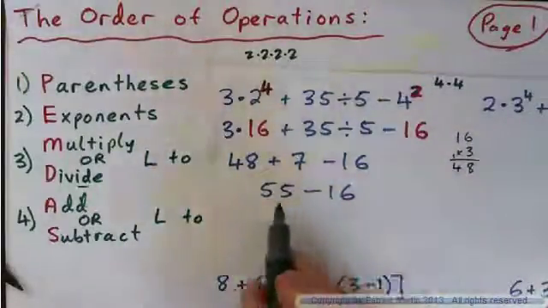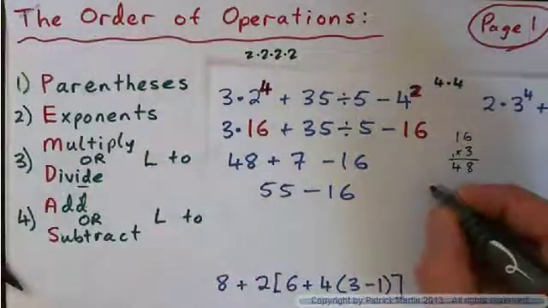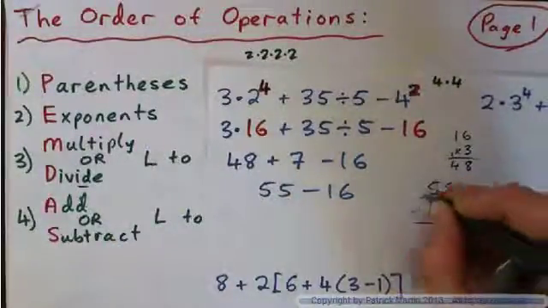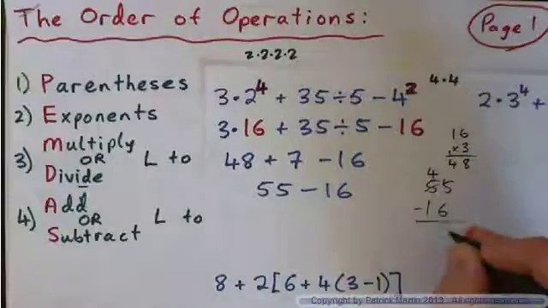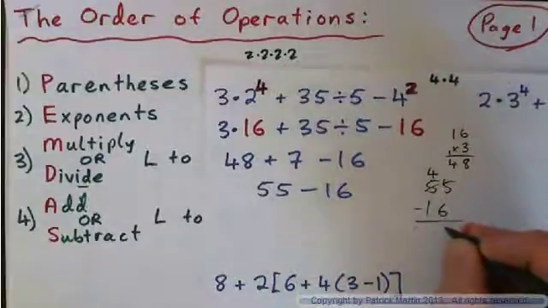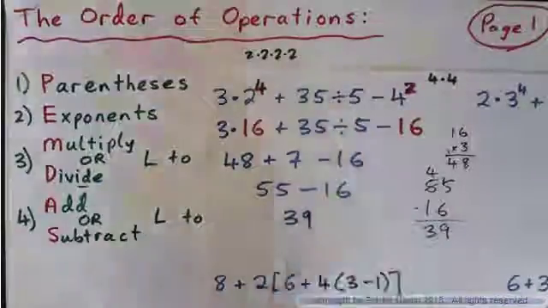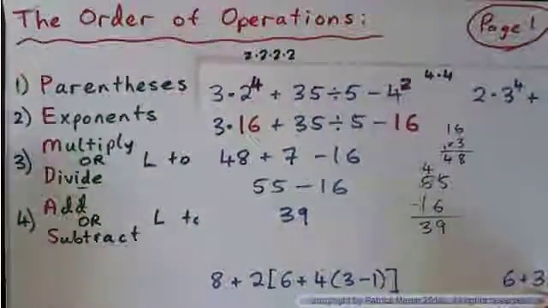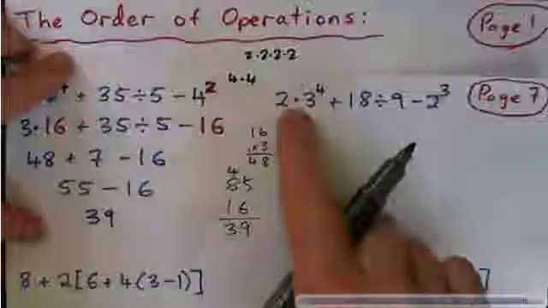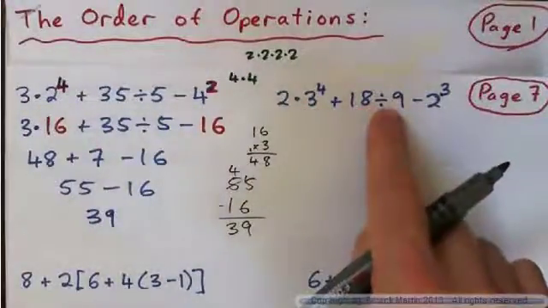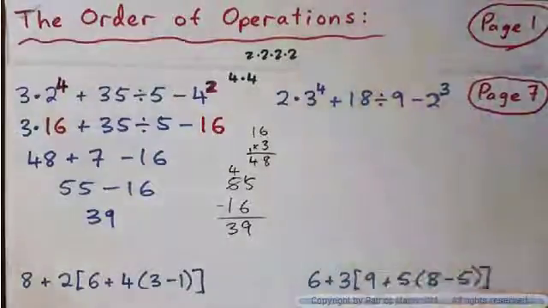And now we do the subtraction. So that's a 4. This becomes 15. 15 minus 6 is 9. 4 minus 1 is 3. So 39. Okay. So please do this one by yourself. 2 times 3 to the power of 4 plus 18 divided by 9 minus 2 to the power of 3.